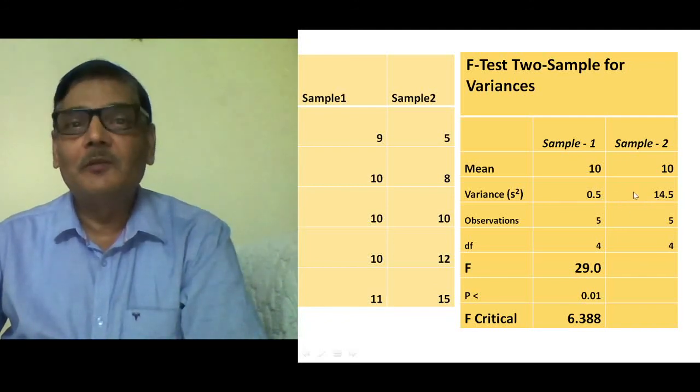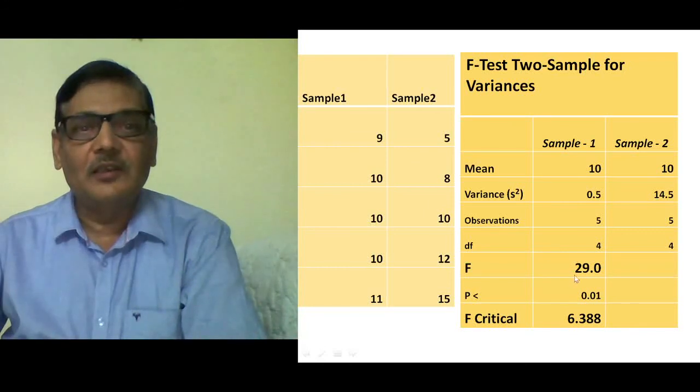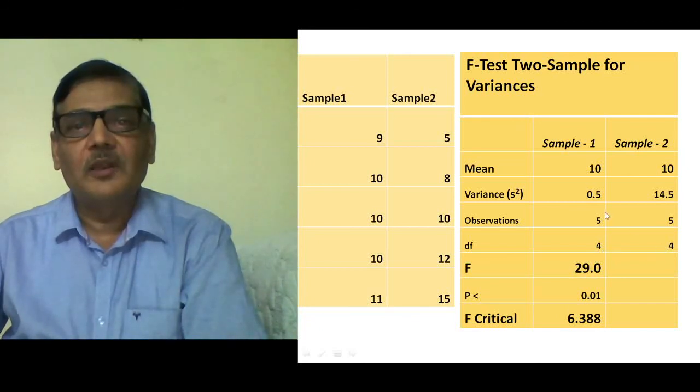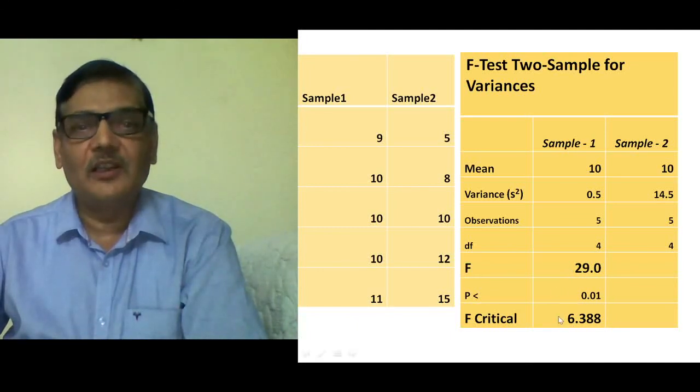And when we divide it, the F value comes to 29. And the degrees of freedom will definitely be 4 and 4, because 5 observations are there in both the samples, so 5 minus 1 will be 4. And at 4 and 4 degrees of freedom at 5% level, the table value is 6.388. And we find that the calculated value, that is 29, is very much higher than this F critical value.